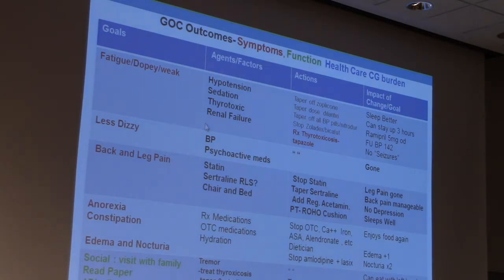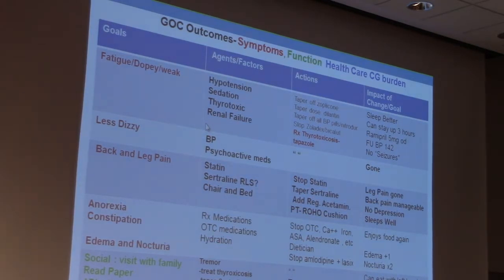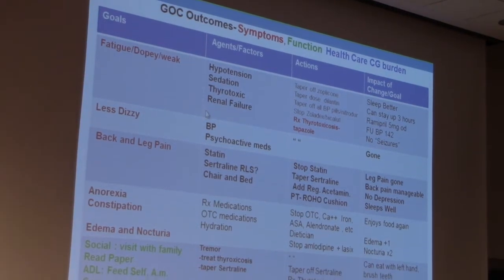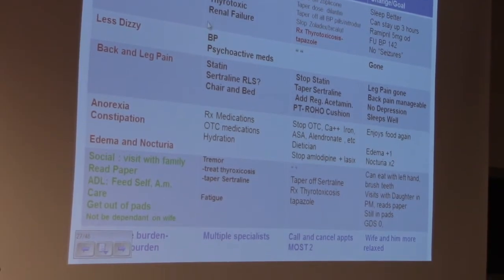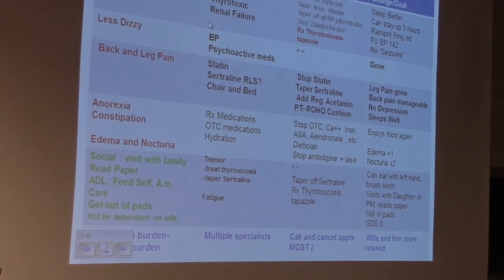We tapered him off Dilantin. We took him off all of his blood pressure pills. We stopped the Zoladex and the bicalutamide, and we treated his thyrotoxicosis, which was causing severe fatigue. We put him on a small dose of Tapazole, methimazole, and it works beautifully for treating it. You don't need radioactive iodine to treat this. At the end of that, he was sleeping much better. He could sit up for 3 hours, which was great for him.